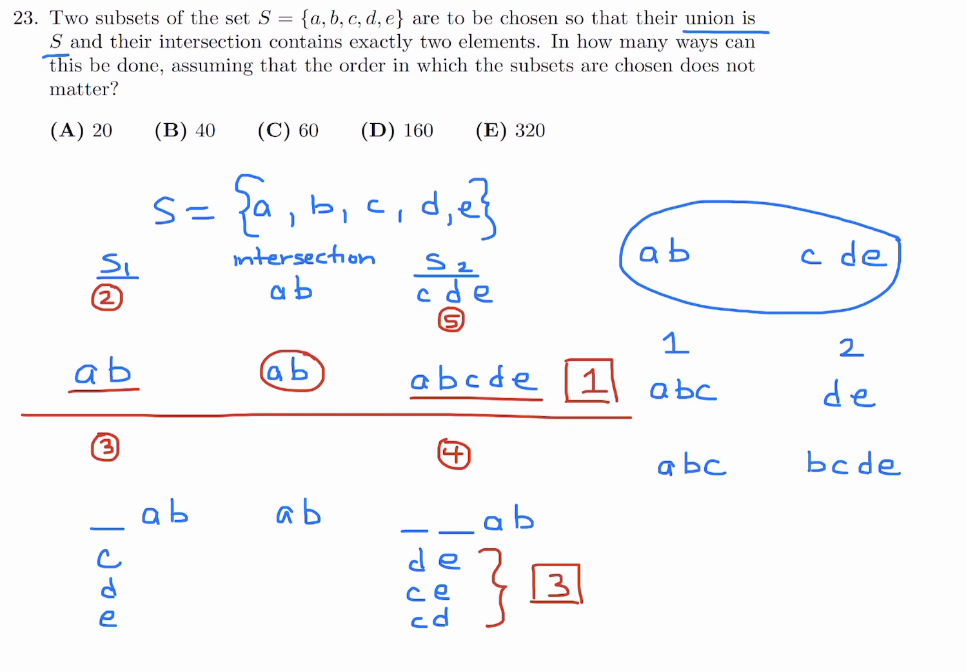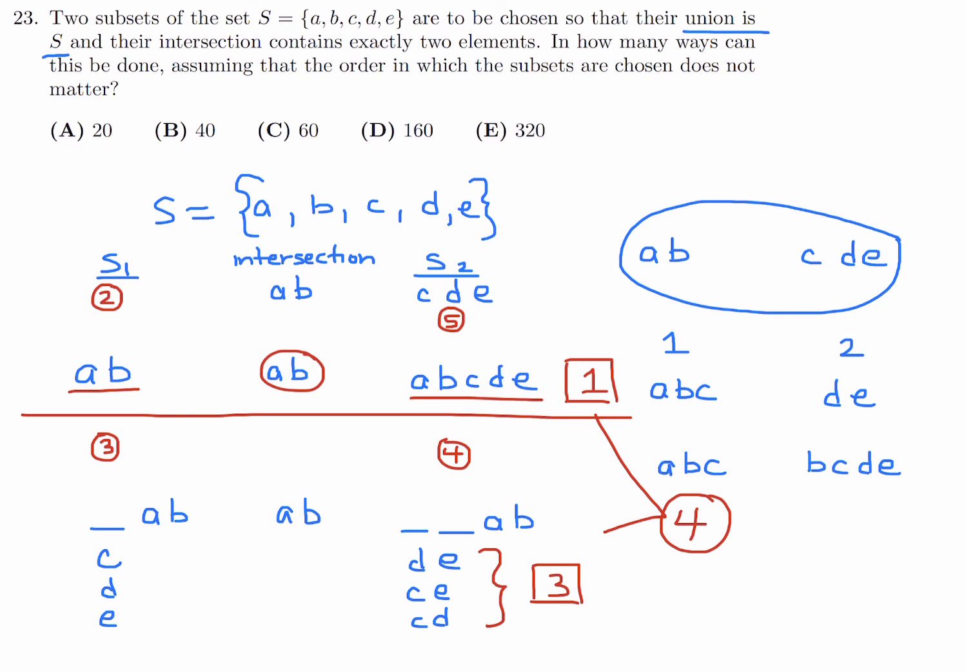You can't have like 2 and 2 or 2 and 1, because the fundamental rule is that all of these must be used when you create the 2 subsets. So I got 1 and 3, so that's 4. 4 different ways that this can be done. But these answer choices are all much greater than 4. Why are they greater than 4?